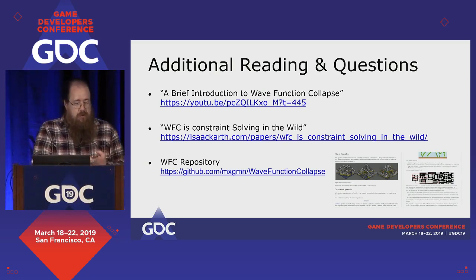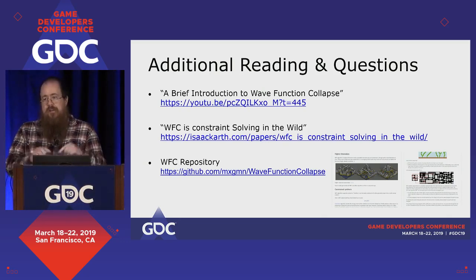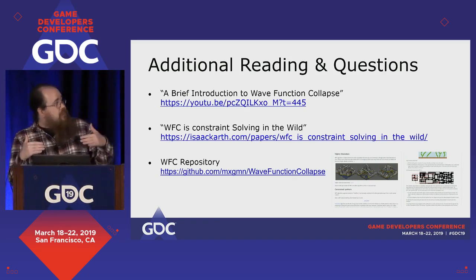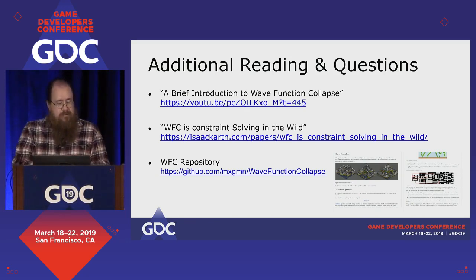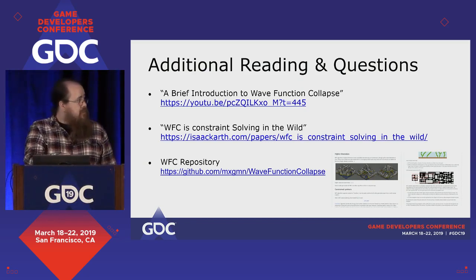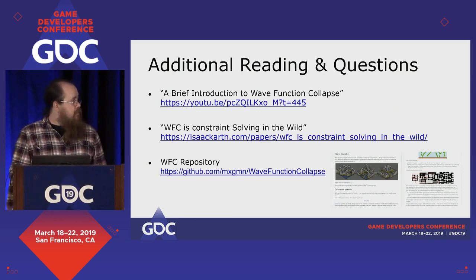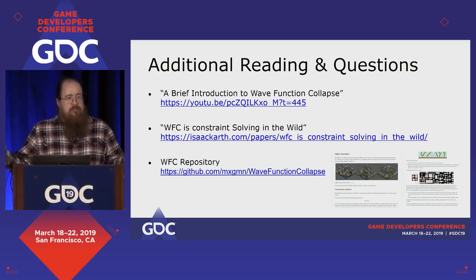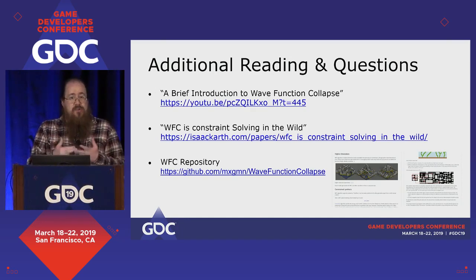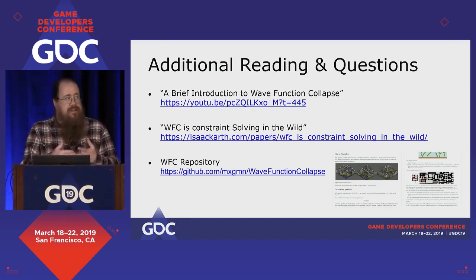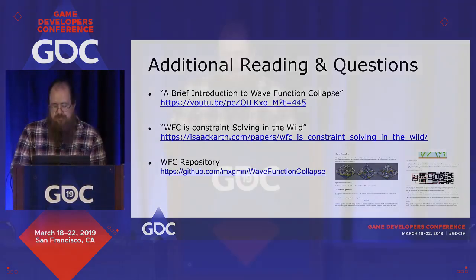So there are some really good papers in the wild. Isaac Karth has written a good one called WFC is Constraint Solving in the Wild. If you want to go really deep down into how the algorithm works, you can go grab that. The repository is a really excellent resource. Unlike a lot of repositories, it's really excellently documented. It's got source code in 30 different languages, because as you can see, it's a super easy technique and a super powerful one. And so it's very easy to plug into your project and go.